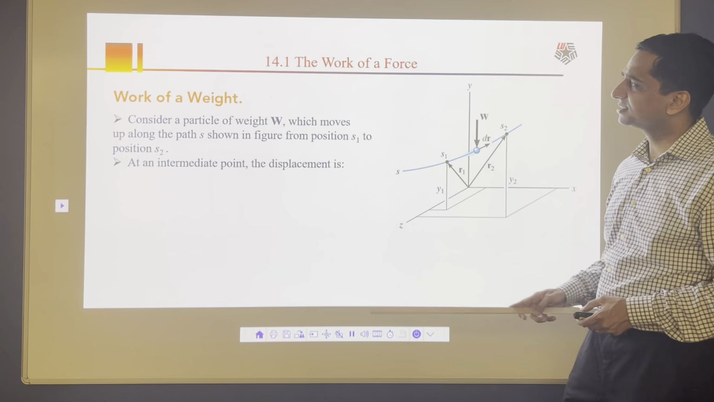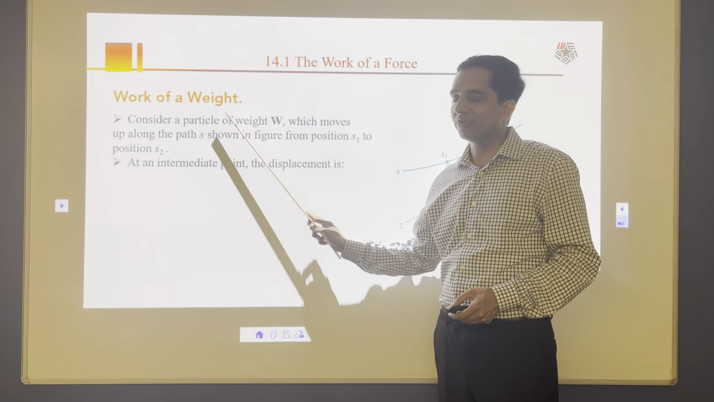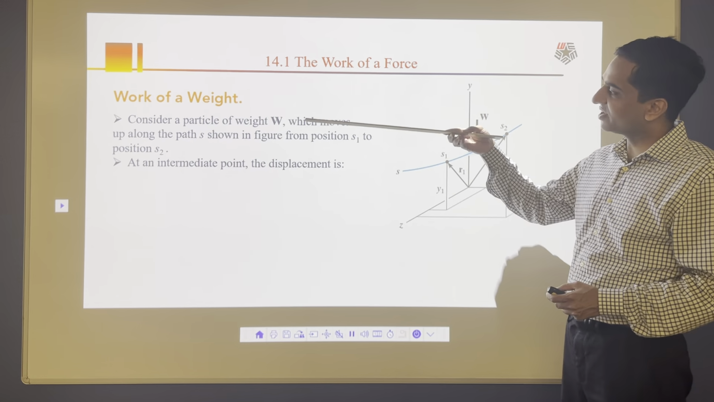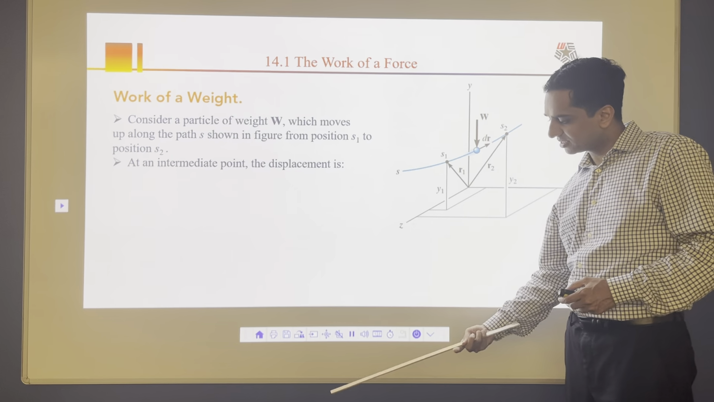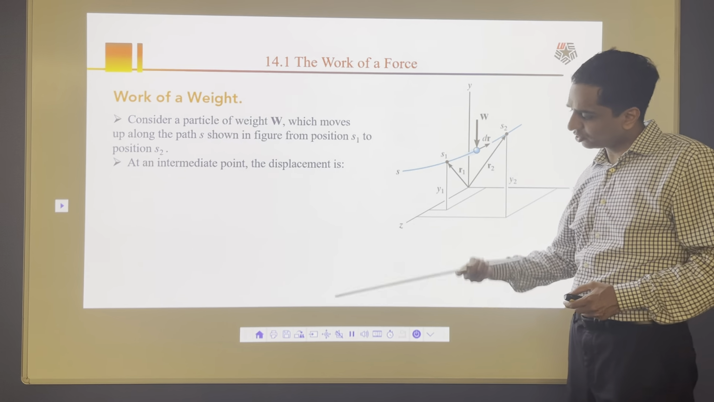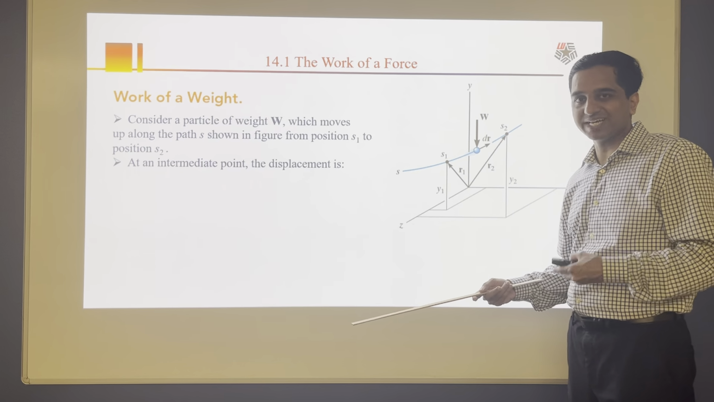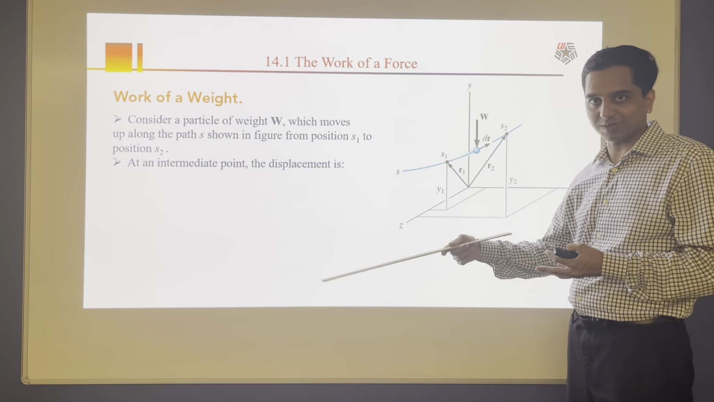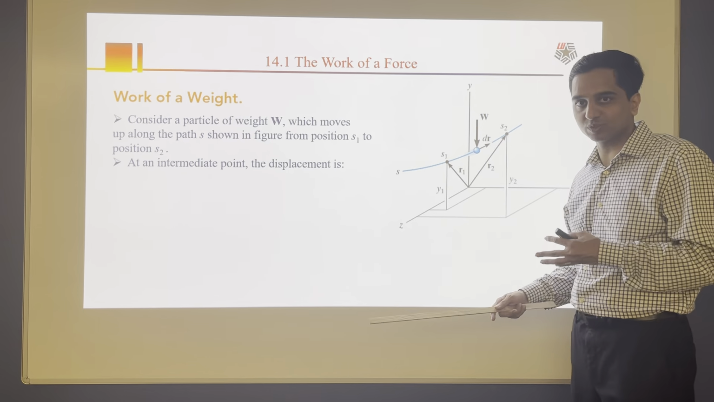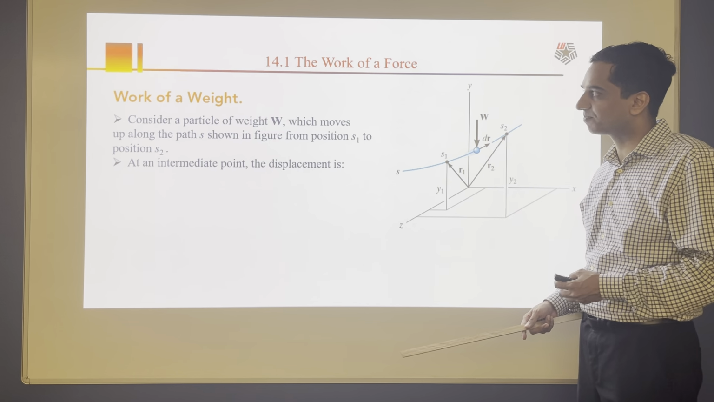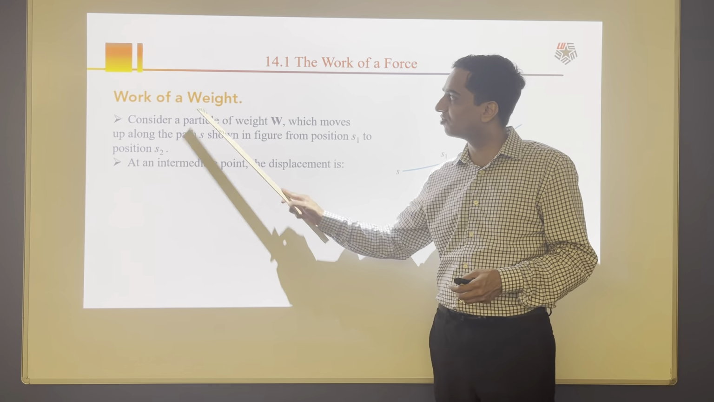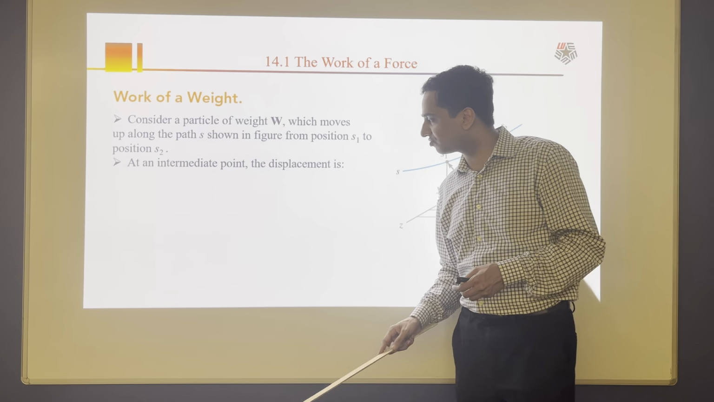The next case is work of a weight. Let's say there is gravity acting on this stick, and as it is going to fall, there is a displacement, and as there is a displacement, there is work done. There is a gravitational force applied and there is some displacement, force into displacement, that's your gravitational work. Or I can simply say work of a weight. How do we calculate that? What is the formula?